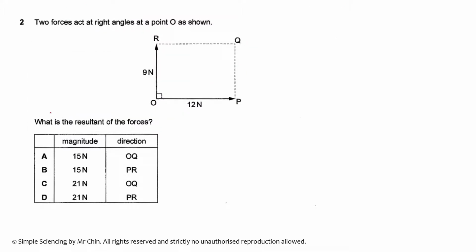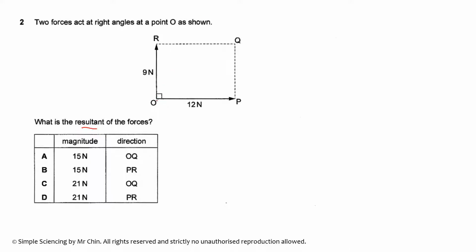Next question. Two forces act at right angles at the point O as shown. So this is point O. What is the resultant of the forces? Firstly, you need to understand the meaning of resultant. The resultant force actually means the overall single force due to the effects of all forces at the same point. So now let's look at this diagram.